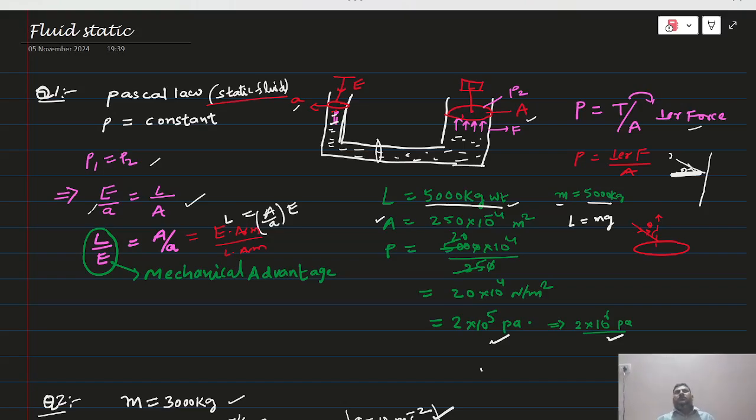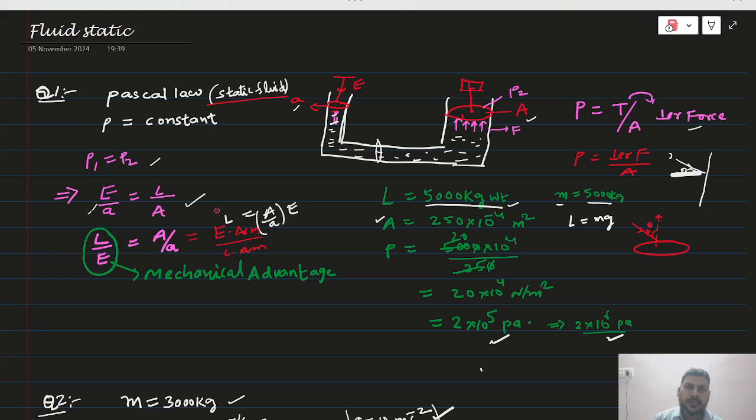Effort arm means the distance from the fixed point, the fulcrum, at which the effort is acting. Load arm means the distance from the fulcrum to where you are applying the load, where you are lifting. Levers, first order, second order and third order, we will study later. Now coming to the Pascal applications, there is a lot of mechanical advantage, meaning a small effort can do the work.